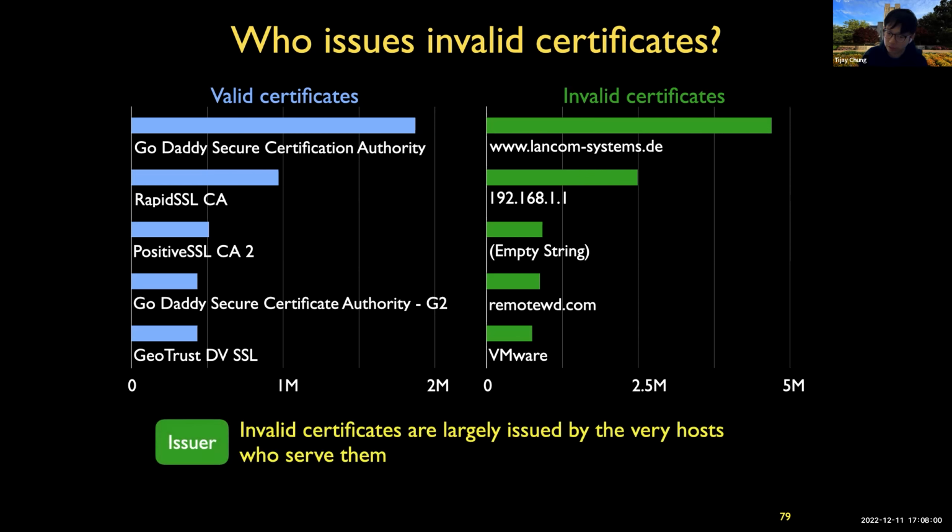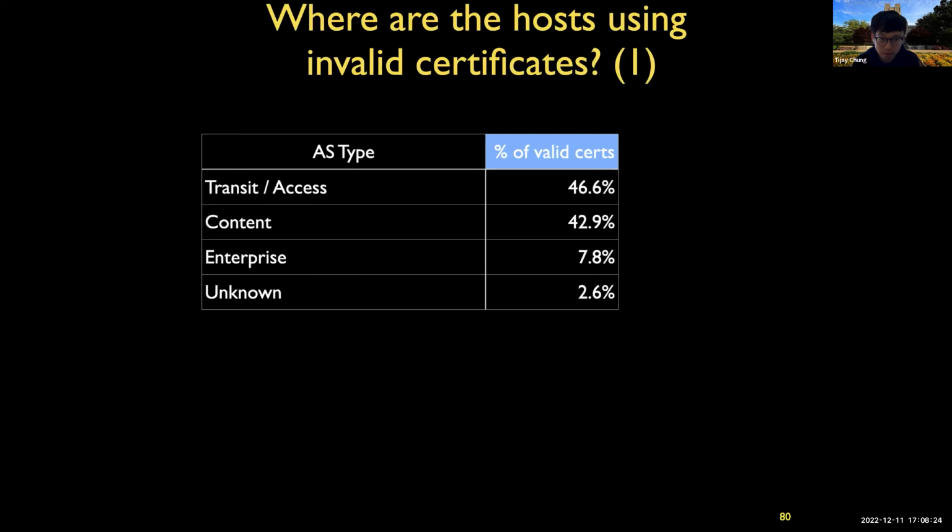So invalid certificates are largely issued by the very hosts who serve them. In the case of a local system, it is a VoIP phone, voice over IP. So they share the same invalid certificates. The serial number is different, but they share exactly the same public key, which means if one is stolen, then all the other communication will be vulnerable simultaneously.